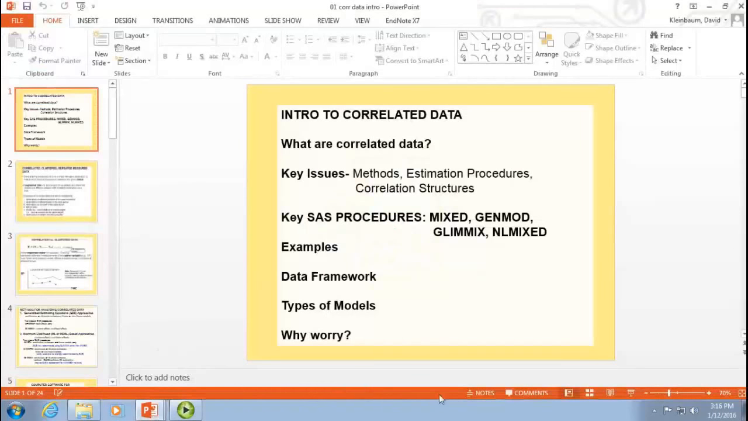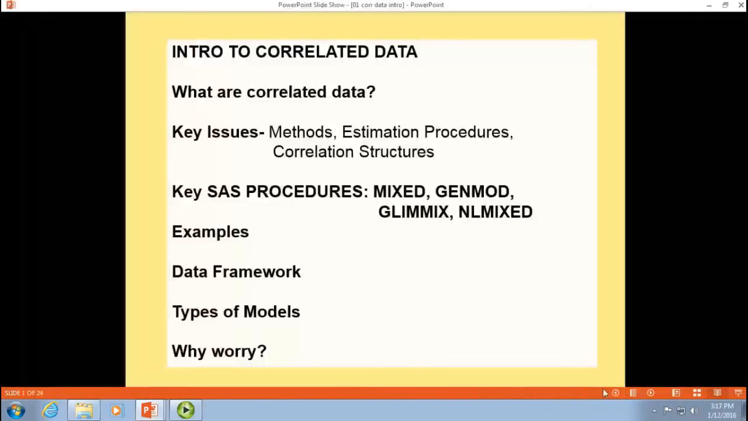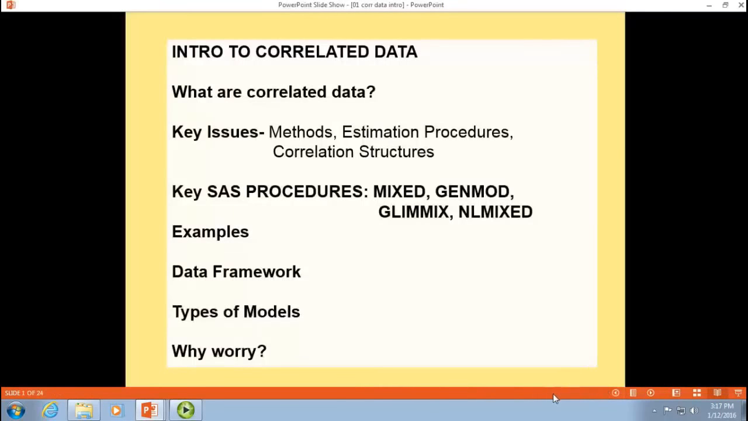What's correlated data about? That's what we're going to start doing. And I'm going to talk for about half an hour or three-quarters of an hour, then we're going to take a break.